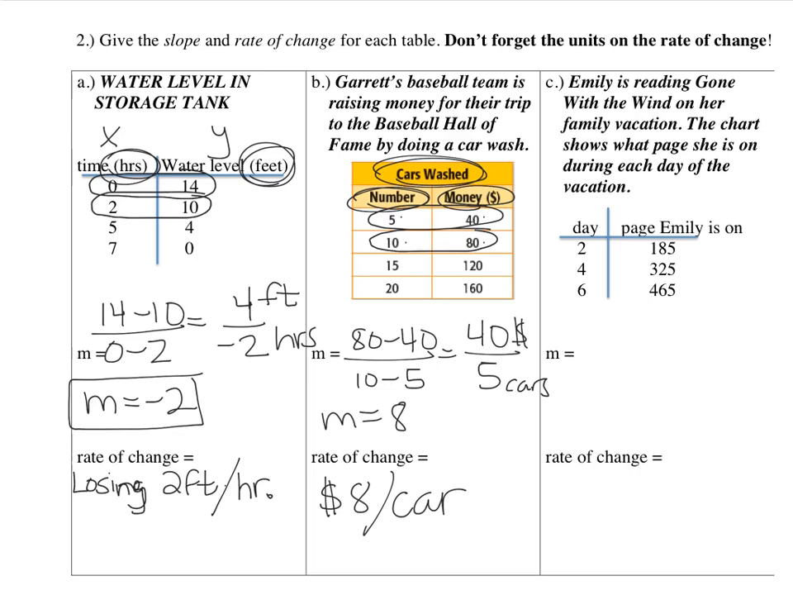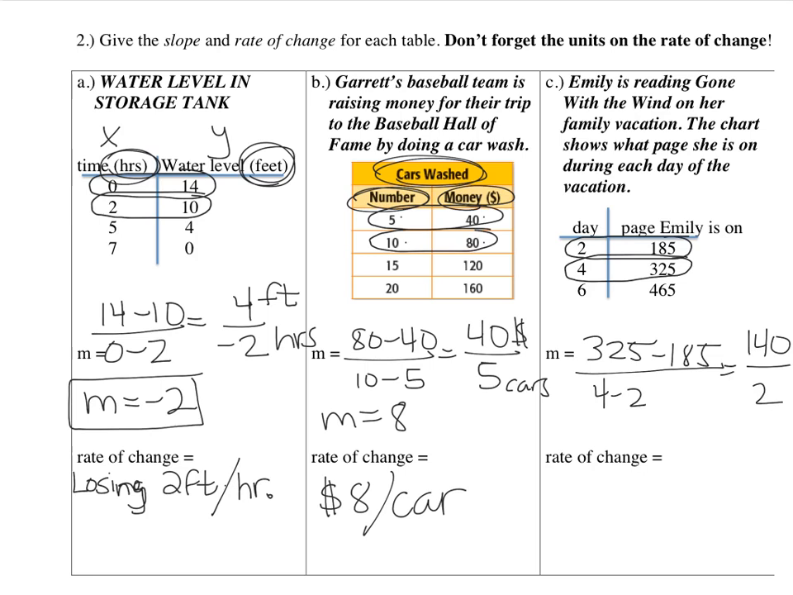All right, the next one. Emily is reading pages of Gone with the Wind. And so she's recording how many days she's been reading and what page she's on, right? So I'm going to take the first 2 ordered pairs again, right here, okay? And I'm just going to subtract again. I'm going to do 325 minus 185 on the top because that's going to keep me positive, and then 4 minus 2. And when I do that, you get 140 over 2, and then 140 divided by 2 is 70. So we would say the slope is 70.